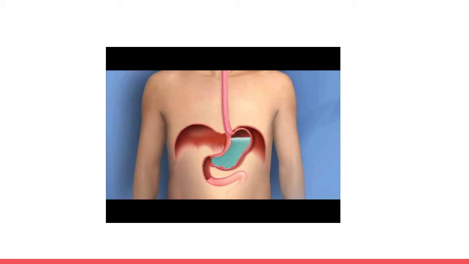Sometimes the diaphragm weakens around the esophagus, allowing the hole to become larger. This hole is called the hiatus. When it becomes larger, part of the stomach may bulge through it. This is called a hiatal hernia.